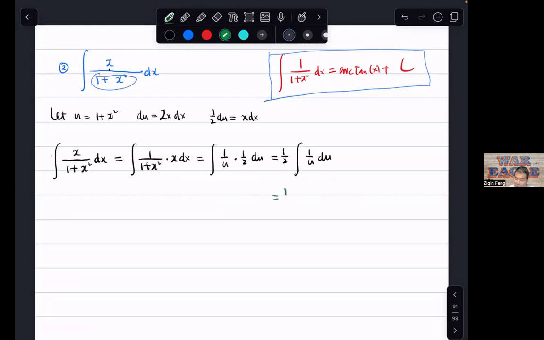So this is 1/2 natural log of the absolute value of u plus a constant. So this is 1/2 natural log of, because 1 plus x squared is always positive, we can get rid of the absolute value, 1 plus x squared, then plus a constant, right? Because 1 plus x squared is always positive, the absolute value does nothing, right? Just getting rid of that will be good.